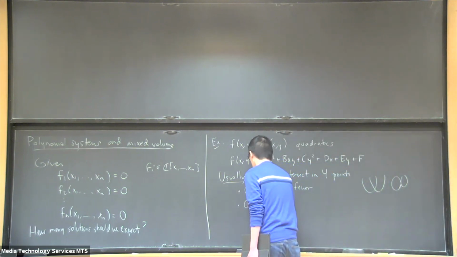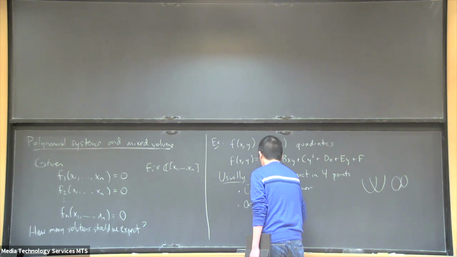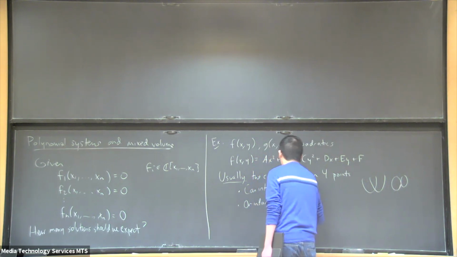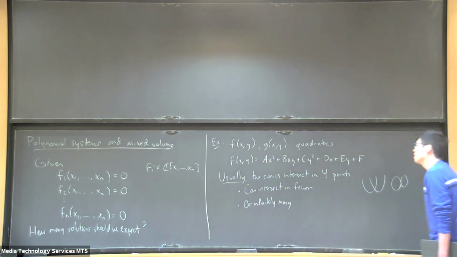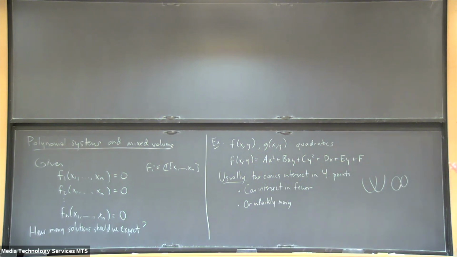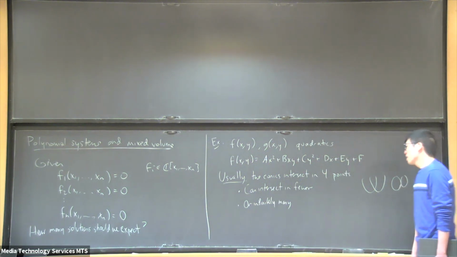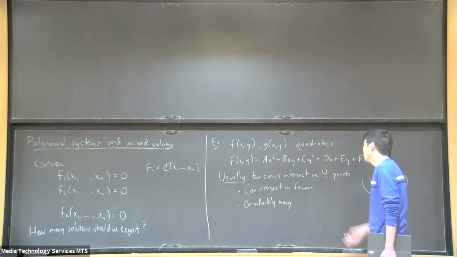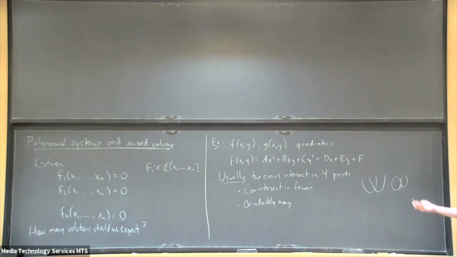It can also happen that 2 conics intersect in infinitely many points. One silly way that this can happen is if your quadratics are multiples of each other, and then they intersect at every point. A less silly way is that maybe your quadratics both factor as a product of 2 lines, and then they share a line in common.